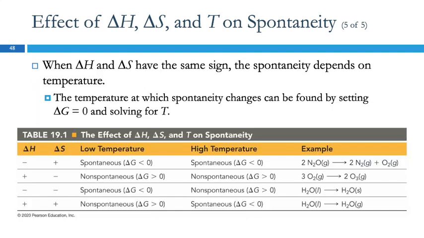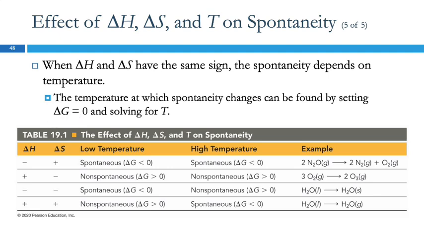So this is the book's attempt to summarize this. When delta H and delta S have opposite signs, you can figure out what's going to happen. When they both have the same sign, either both negative or both positive, then the spontaneity will depend on the temperature. And you can find the temperature at which the spontaneity changes by setting delta G equal to 0. That's the point where it goes from positive to negative, right? So from non-spontaneous to spontaneous is where delta G equals 0.